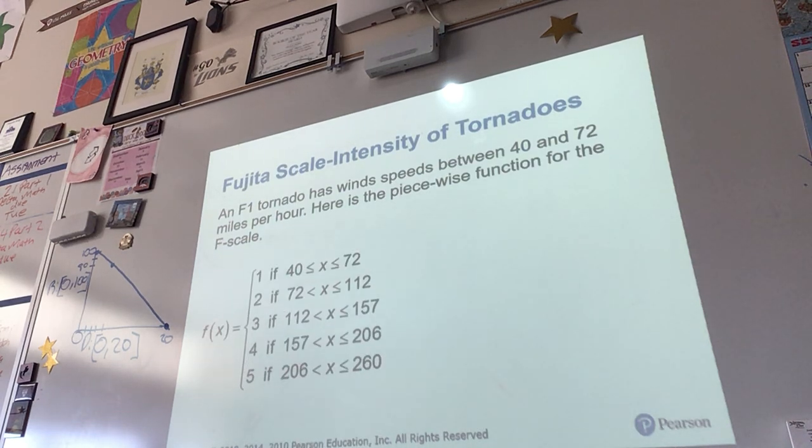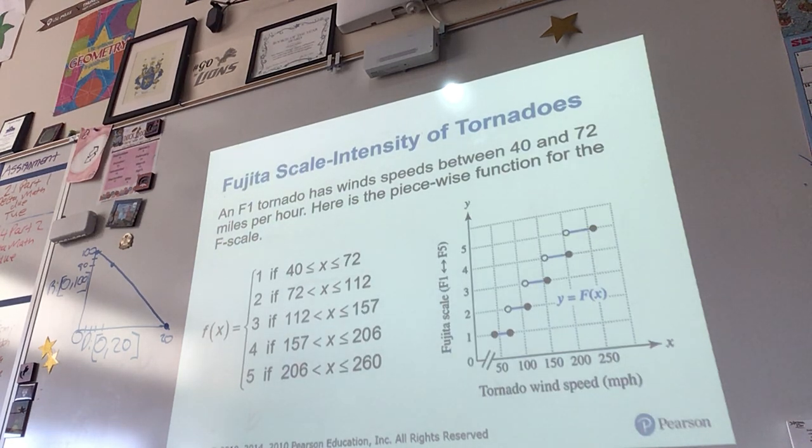Here's an example of a piecewise function. It is called the Fujita scale. It's how we measure tornadoes. An F1 tornado has a wind speed of between 40 and 72 miles an hour. Once the tornado gets faster than 72 miles an hour, it becomes an F2. If it's exactly 72, it's an F1. The second it gets to 72.1, it jumps up to an F2.